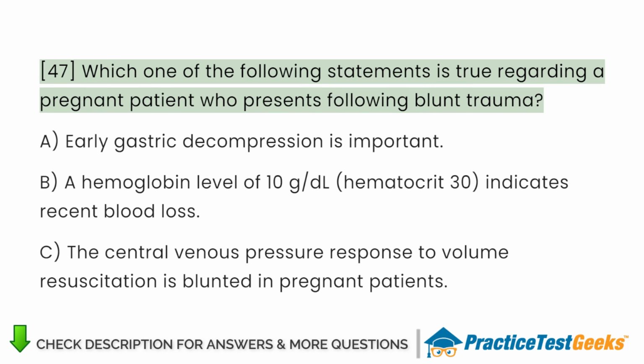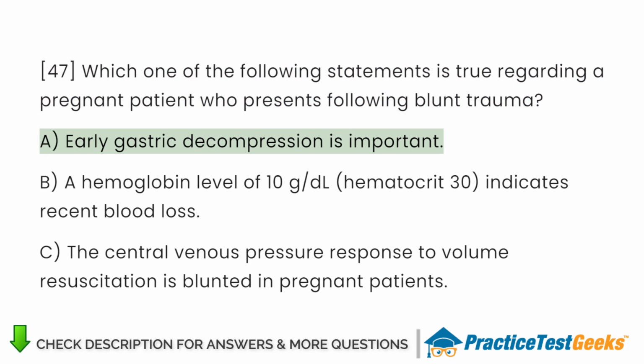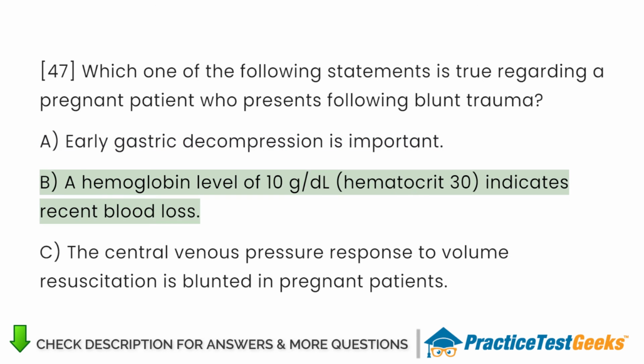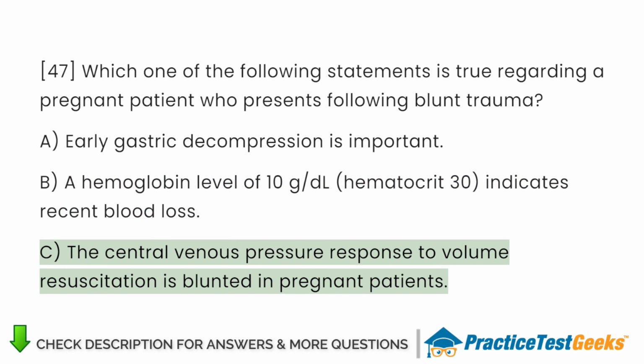Which one of the following statements is true regarding a pregnant patient who presents following blunt trauma? A. Early gastric decompression is important. B. A hemoglobin level of 10 g/dL, hematocrit 30, indicates recent blood loss. C. The central venous pressure response to volume resuscitation is blunted in pregnant patients.